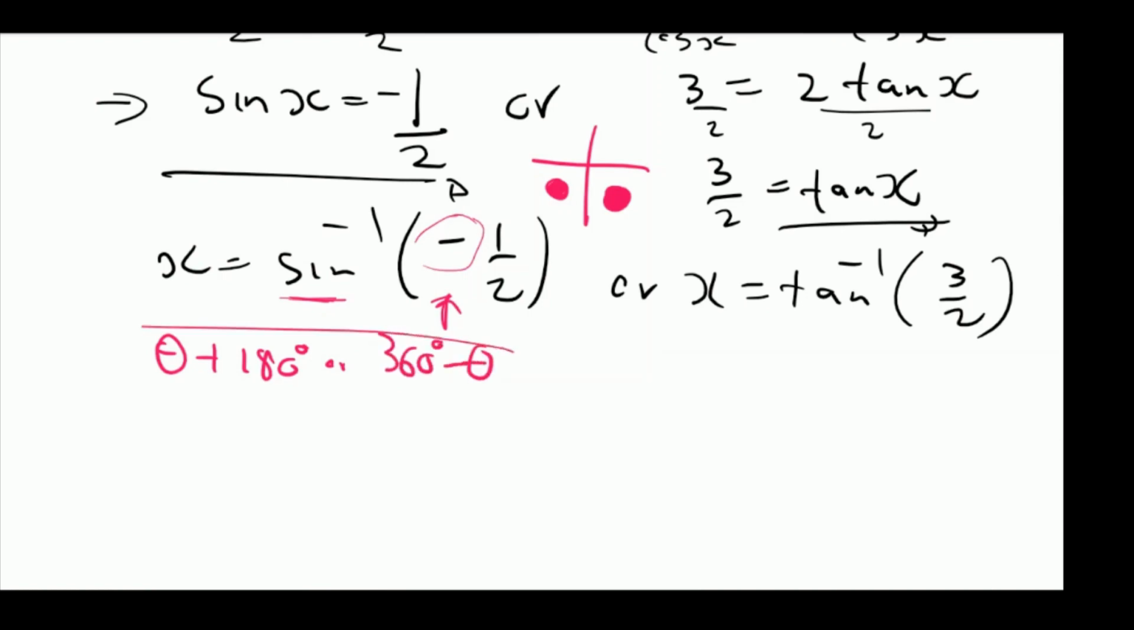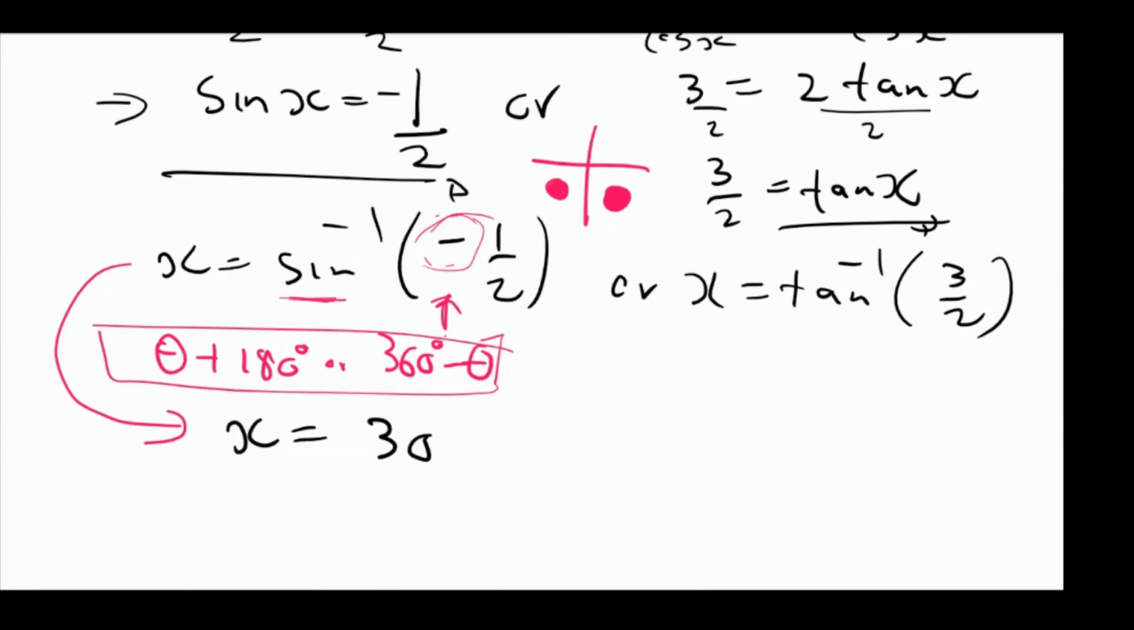So these are the angles you're going to use for this expression, because that's where your sine is negative, right? But before we do that, let's first find the reference angle for this one. So the reference angle is going to be x equals, so sine of 1 over 2 is going to be 30 degrees, right? So this is going to be your reference angle.